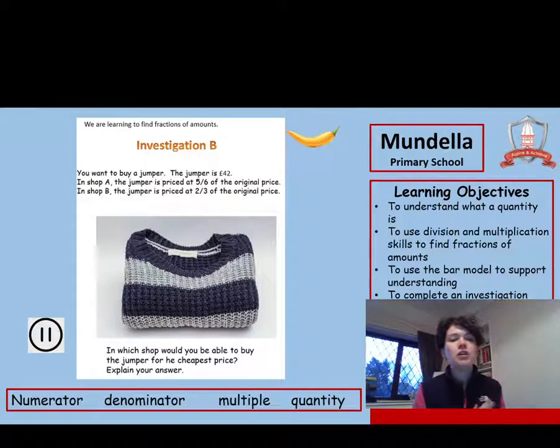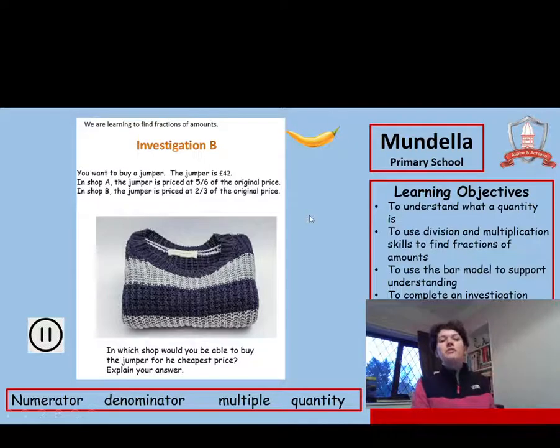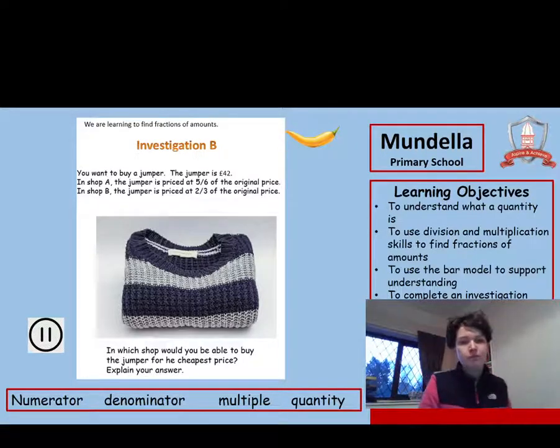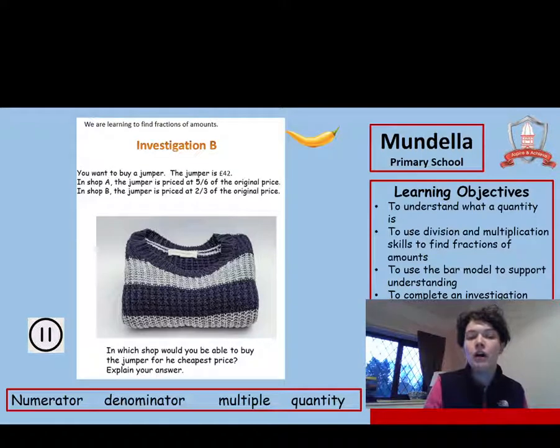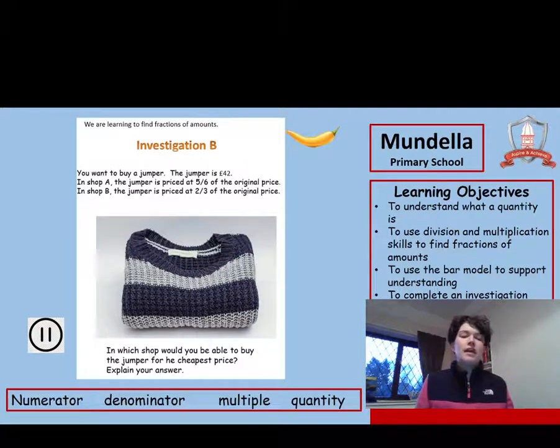Yellow chili pepper challenge. You're wanting to buy a jumper. The jumper is £42. In shop A, the jumper is priced at 5/6 of the original price being the starting price. In shop B, the jumper is priced at 2/3 of the original price. In which shop would you be able to buy the jumper for, I should say, the cheapest price? The cheapest. So are we wanting the biggest amount or the lowest amount if it's the cheapest? Workings out, and you need to explain your answer. That is investigation B and the yellow chili pepper challenge.